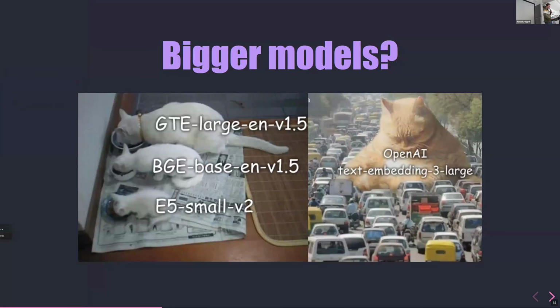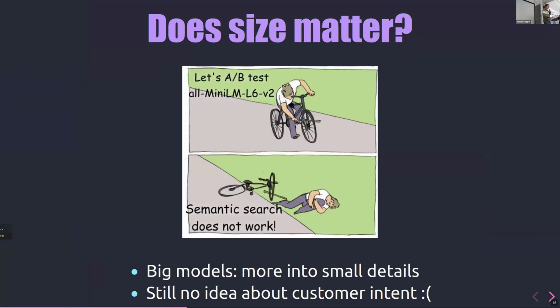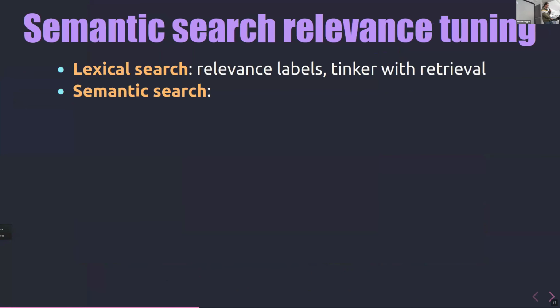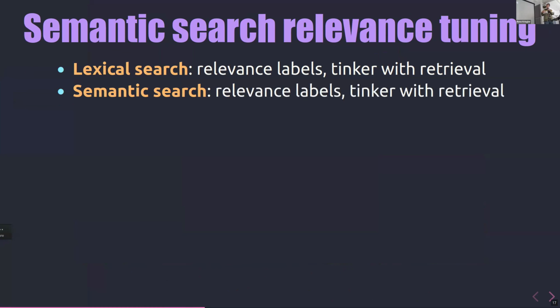Okay, so it seems that the larger the model, the better it can catch minor objective details between your search query and a document, but still size doesn't really matter if you're speaking about customer intent in your case, because it's very subjective. So you need to do some sort of tuning, like you usually do originally for lexical search. In lexical search, you do relevance labels, to have some sort of baseline, to see whether you are improving or not, and tinker with retrieval. And surprisingly, in semantic search, you do the same thing.